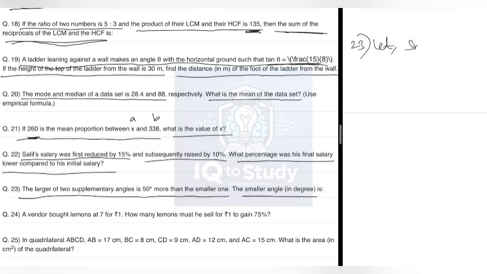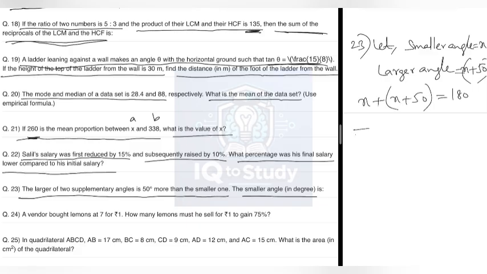Let the smaller angle be x, then the larger angle becomes x plus 50. As the sum of supplementary angles is 180 degrees, it becomes x plus x plus 50 is equal to 180, which means 2x is equal to 130 and x is equal to 65. So the smaller angle is 65 degrees.